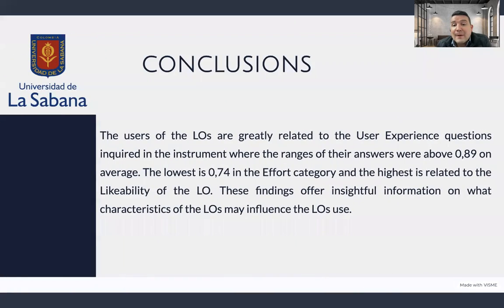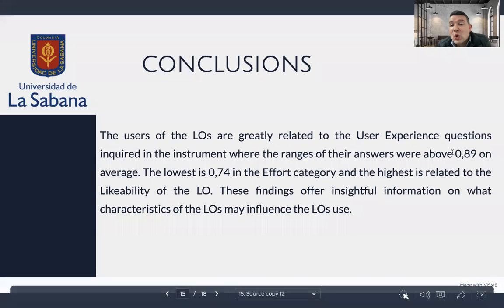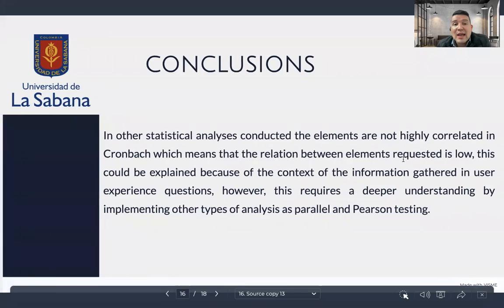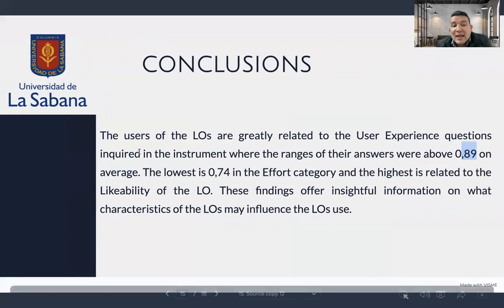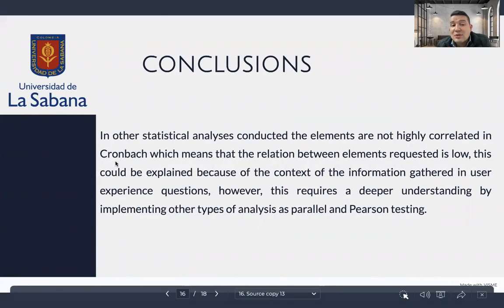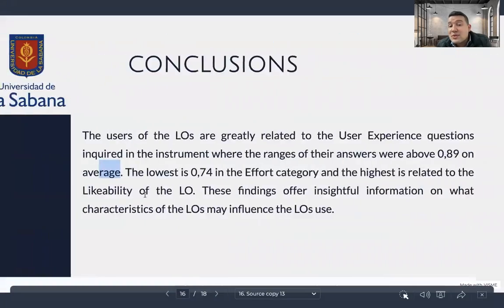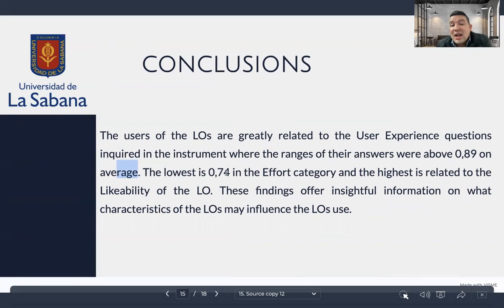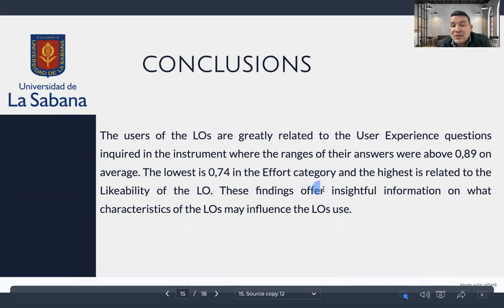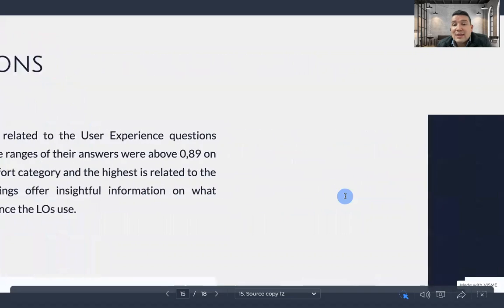Also, we have really good scores related to the questions of the user experience. So the score was 0.89 on average. So most of the population felt comfortable about using the learning objects. And we already stated what was the lowest score and what was the greatest score in the findings.